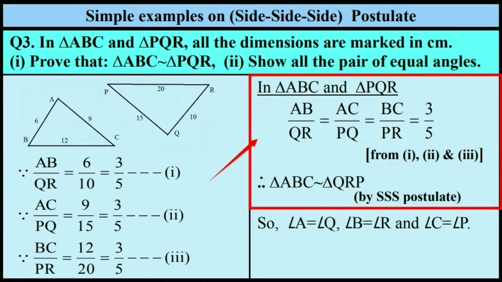Hence triangle ABC and triangle PQR are similar because the sides ratio AB by QR, AC by PQ and BC by PR all return the same result, that is 3 by 5. Hence triangle ABC is similar to triangle QRP by SSS postulate.